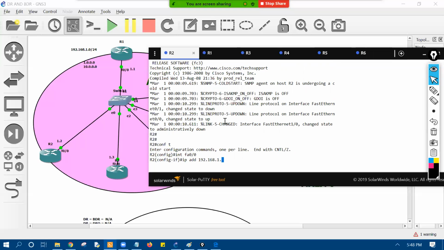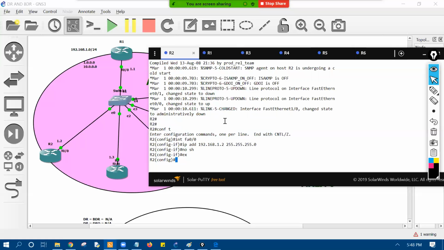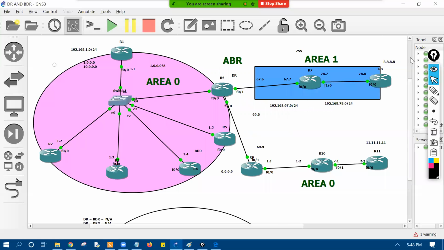Sorry? It will become the DR, highest priority. Always it will become the DR. So if someone says the condition is that R1 should always become the DR, you will get this kind of condition in the exam as well. Whenever this router wakes up, R1 will always become the DR. In that case, you just need to configure the priority of this interface, because DR is a property of the interface, and one broadcast domain has one DR and one BDR. The rest of the routers will become DROther. What did I say? DR, BDR, and the rest of the routers DROther.